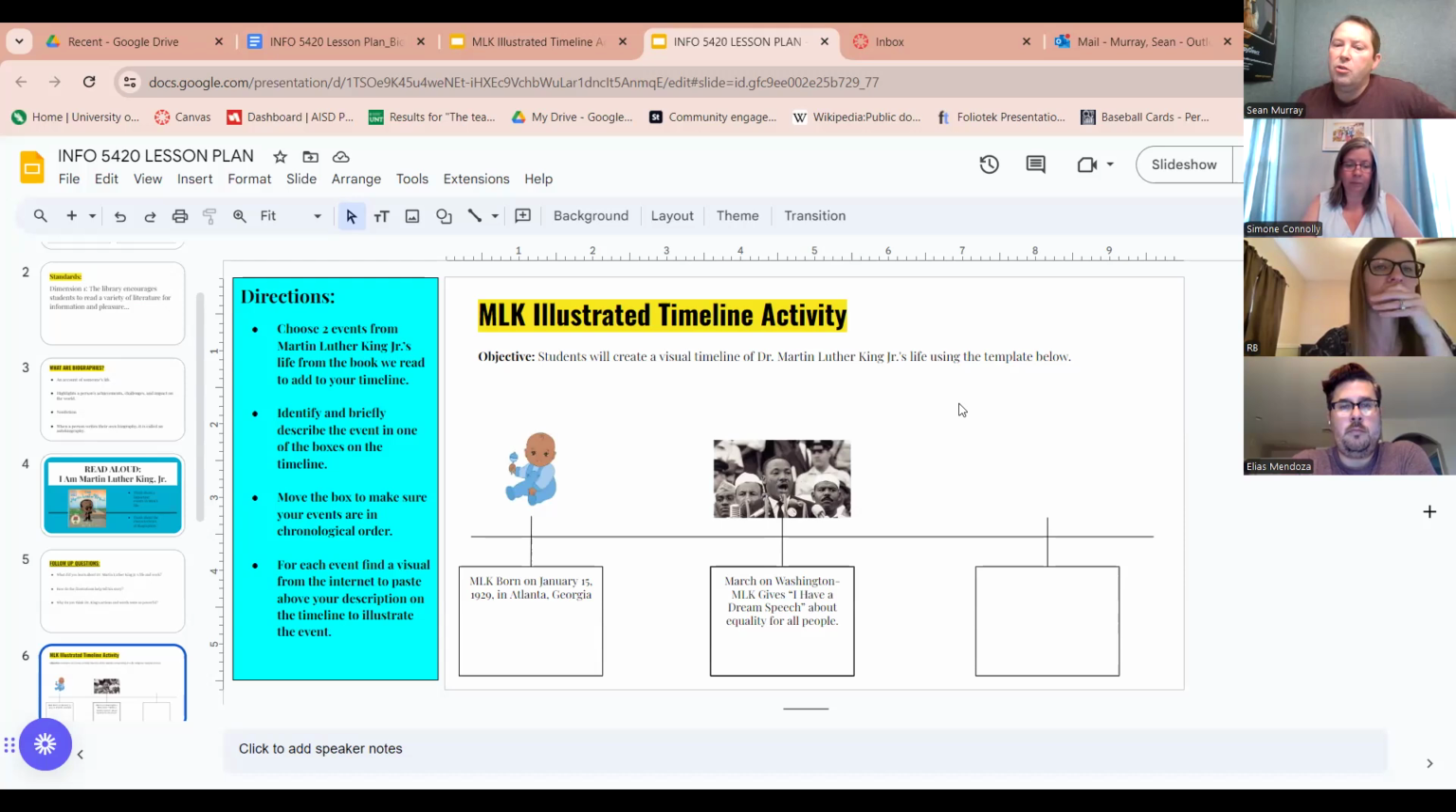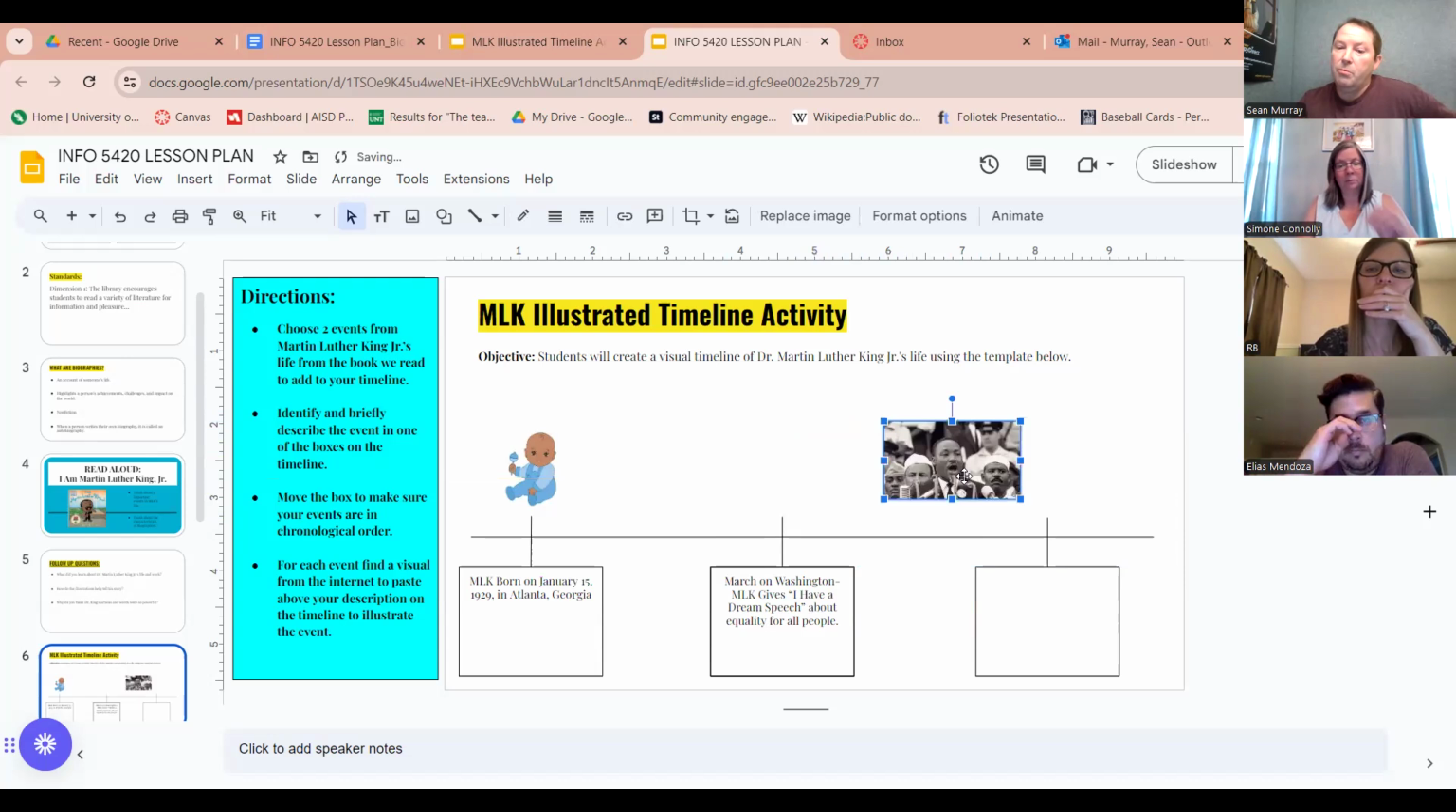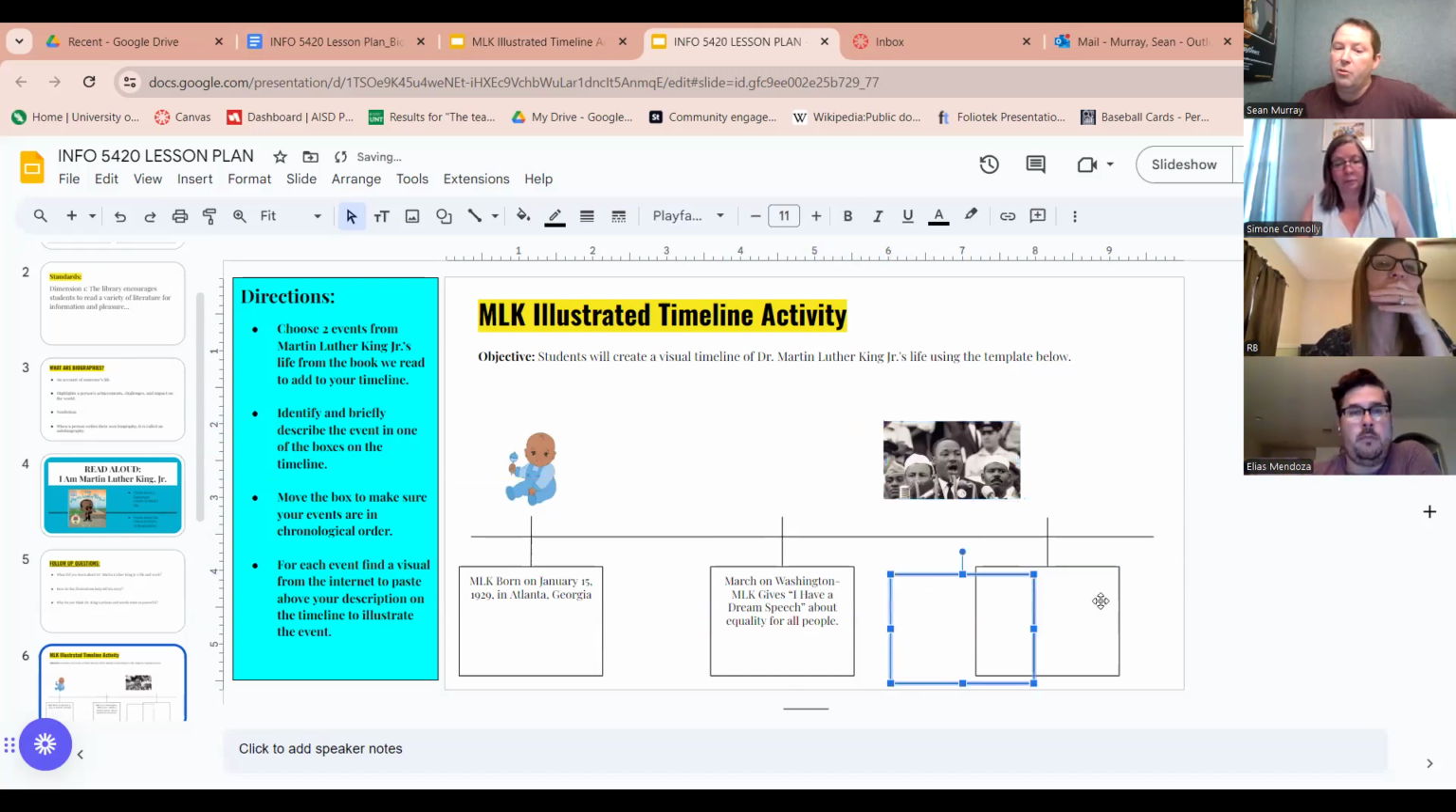I'm going to give you a few minutes to do it. Since you're going to have two, once you get them on there, you might have to move your pictures and your boxes around just to make sure that they're in the right order.